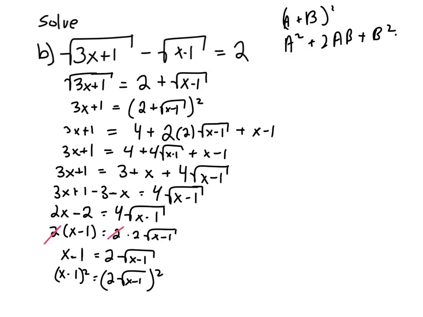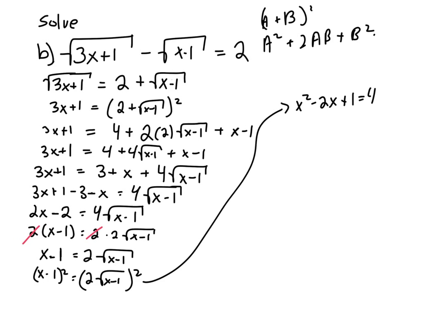So I'm going to have (x minus 1) squared equals (2 square root of x minus 1), and all of this is getting squared. x minus 1 squared is x squared minus 2x plus 1, and that equals 4, because 2 squared is 4, times x minus 1. The square root goes away because it's been squared. Then let's distribute that 4, so I'll have 4x minus 4.